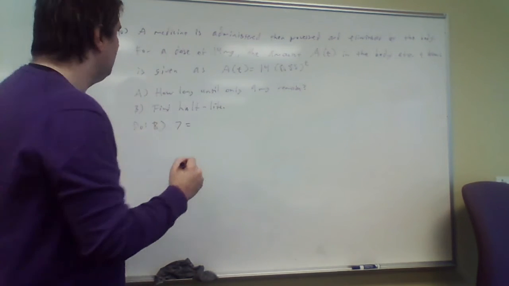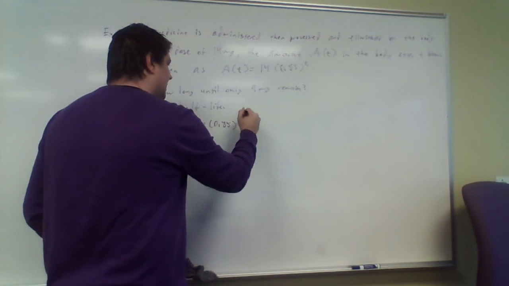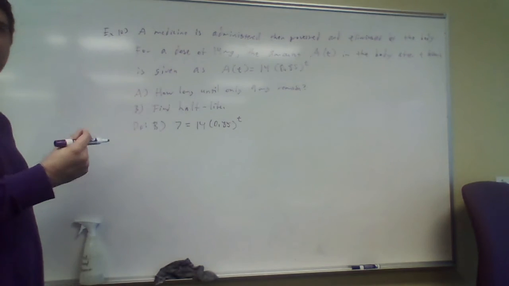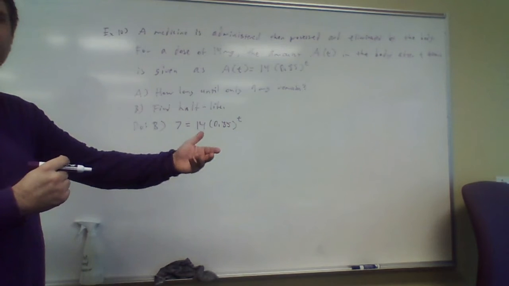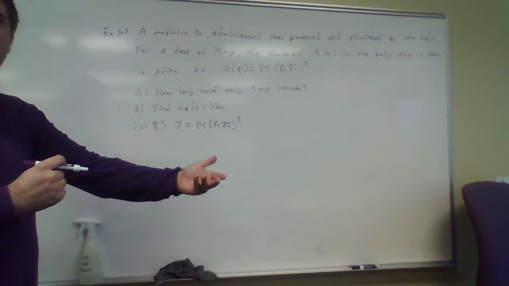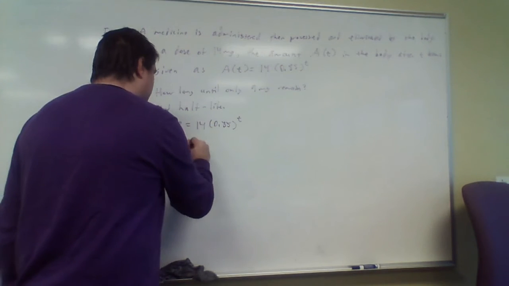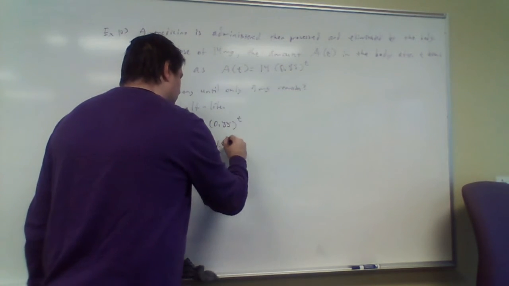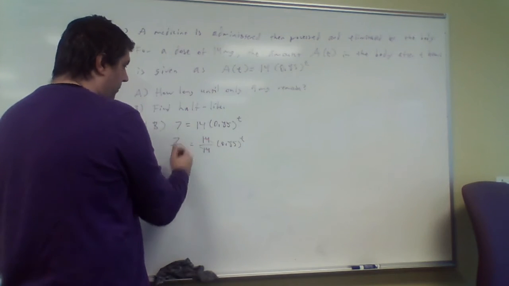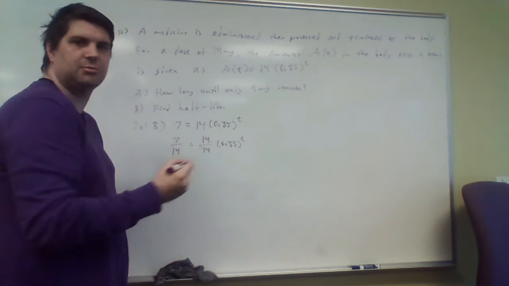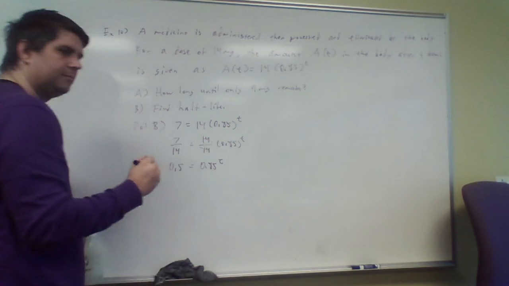Half the original amount. So start with 7 equals 14 times 0.85 to the t power. Now, similar to doubling time where you had a 2 somewhere in there, here you'll have a half. So I divide off that 14, and that's where that half will come from. So they cancel. This is 1/2, or 0.5. It's a terminating decimal, so I'll just use the decimal. 0.5 equals 0.85 to the t power.